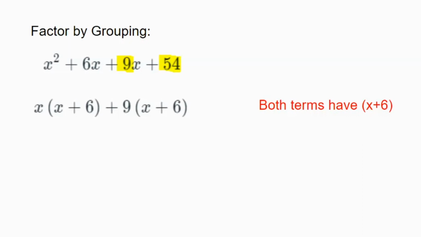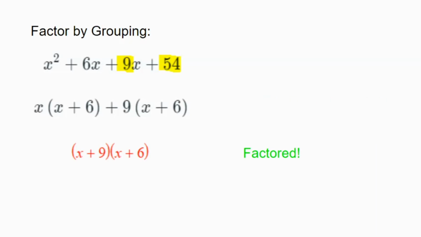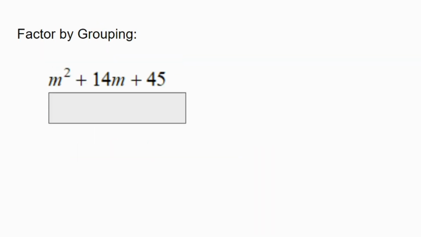And since both terms have x plus 6, we can now pull out or undistribute that x plus 6, and we have the x plus 9 in parentheses. So this is factoring by grouping. We look and see what do they have in common, the first 2 terms, the last 2 terms. So here's another one, m squared plus 14m plus 45.